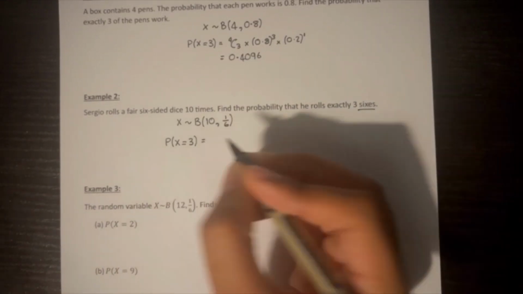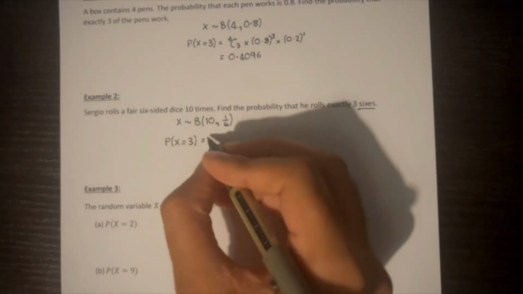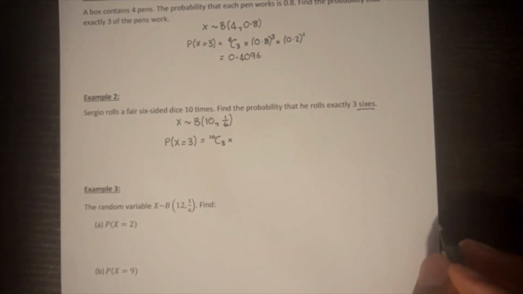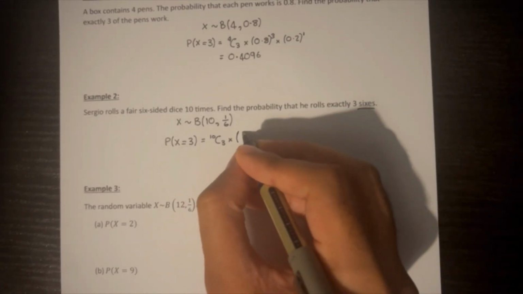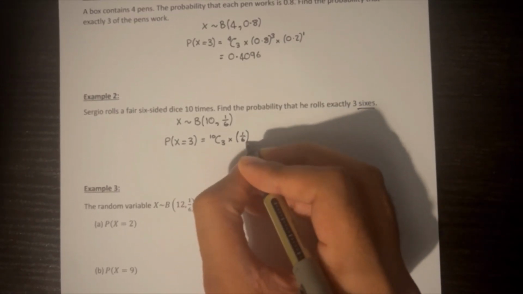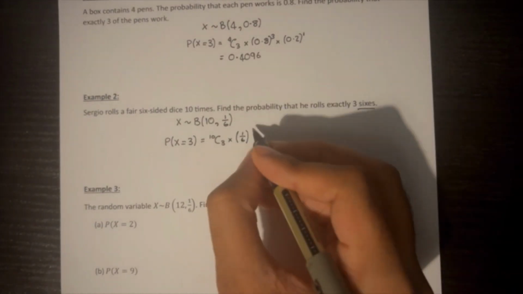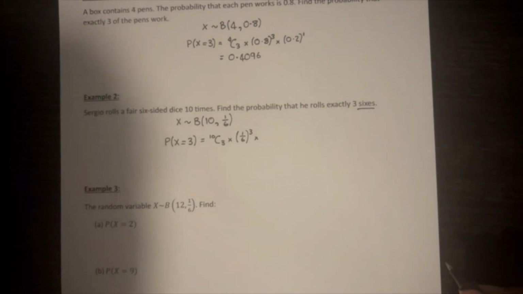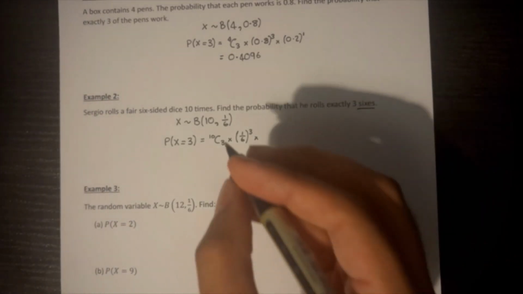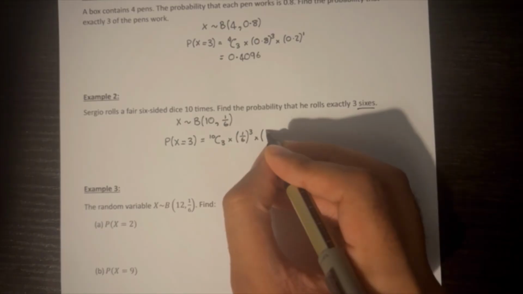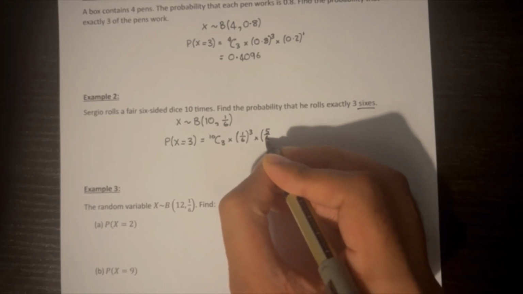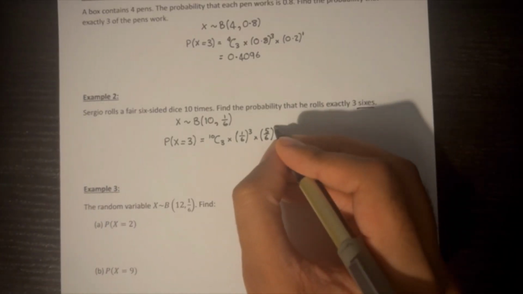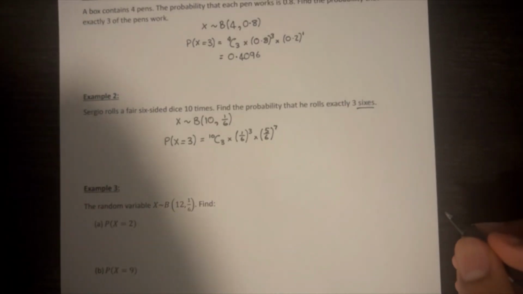So the probability that he rolls exactly 3 6s, the probability that x is equal to 3, is going to be equal to 10C3 times the probability of success, which was 1/6, to the power of the number of successes, which is 3, multiplied by the probability of failure, which is 5/6 to the power of the number of failures. So that there is 7.